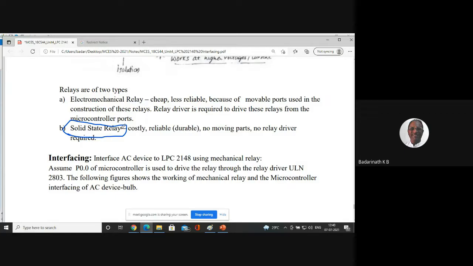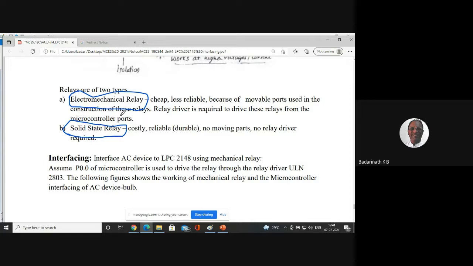So these solid state relays are also available. It is a little costly, around 230 to 250 rupees. Around that range, you get solid state relays. So it depends upon the requirement. You can always choose either an electromechanical relay, where an electromagnet is used, or a solid state relay, where MOSFETs are used to implement it.